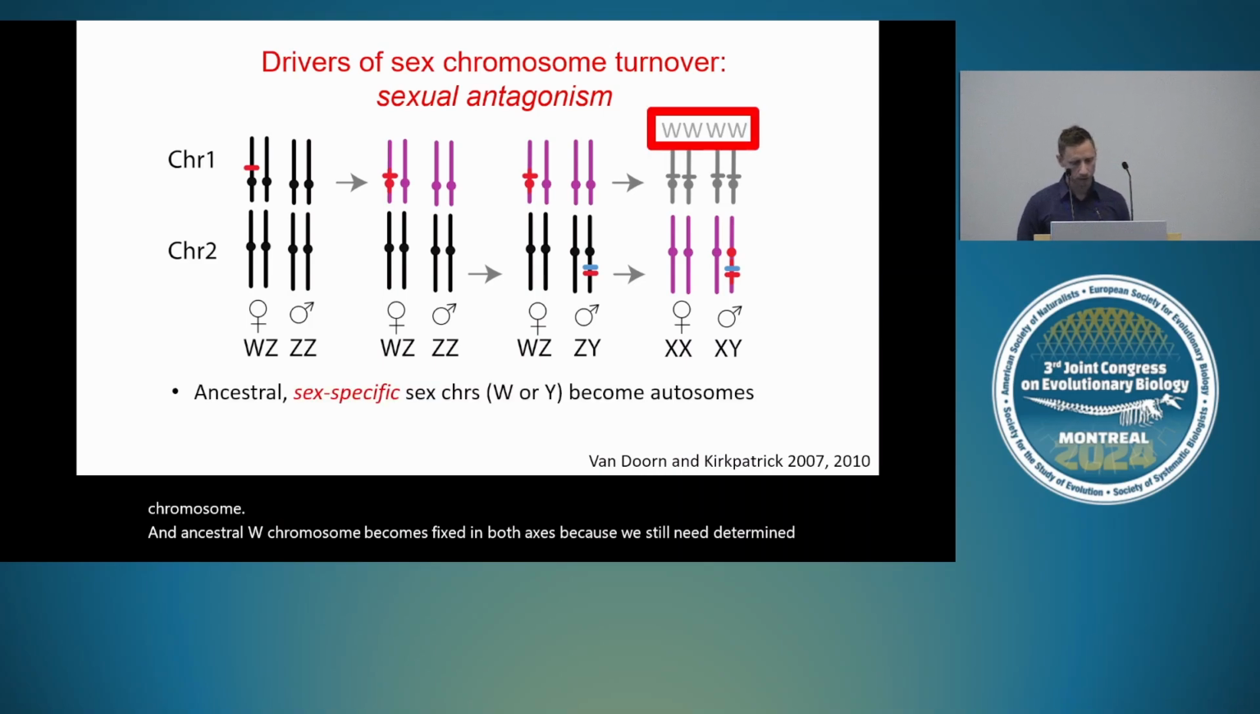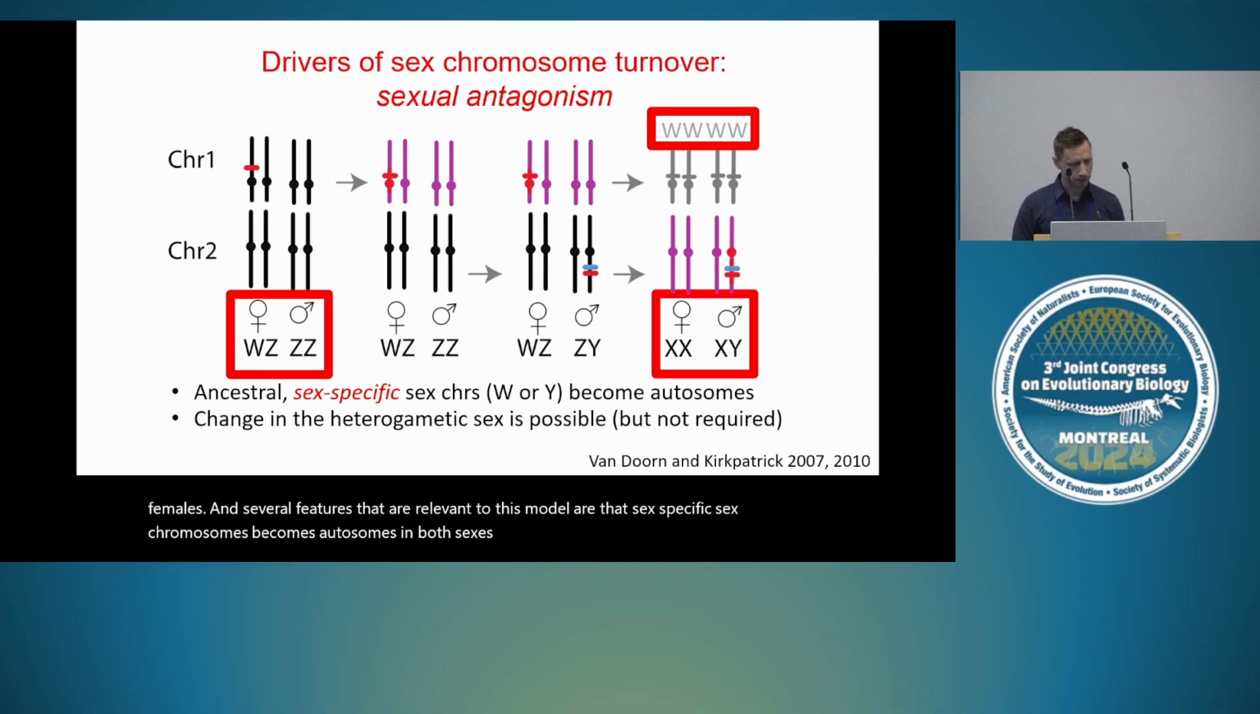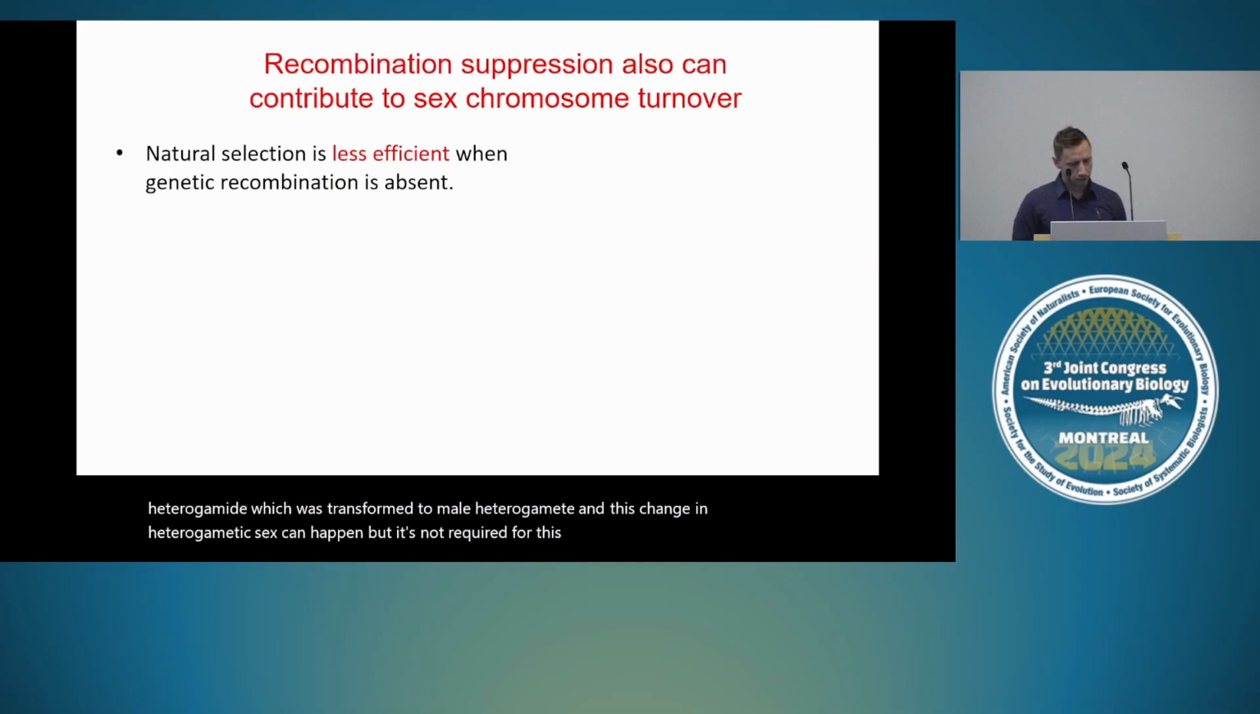And several features that are relevant to this model are that sex-specific sex chromosomes become autosomes in both sexes, and ancestrally we had female heterogamety, which was transformed to male heterogamety. And this change in heterogametic sex can happen, but it's not required for this model. Recombination suppression also can contribute to sex chromosome turnover.